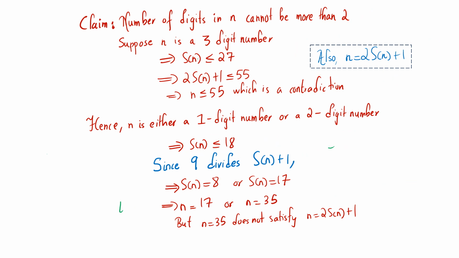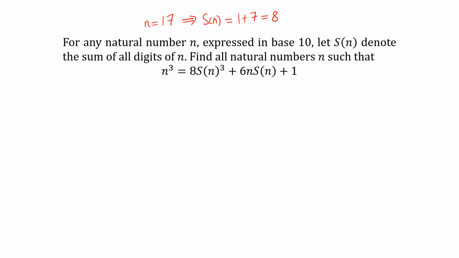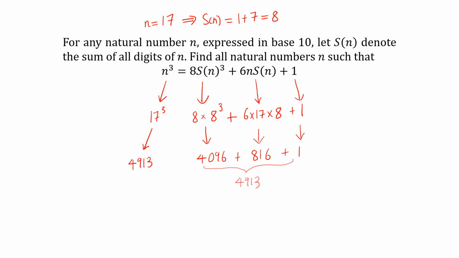Let me just clear everything off the board. n equals 17. So the only solution is n equal to 17. Now we can in fact verify this. 17 cubed is 4,913. You can just plug in the values and check. Turns out it is also 4,913. So the only solution to this problem is n equals 17.